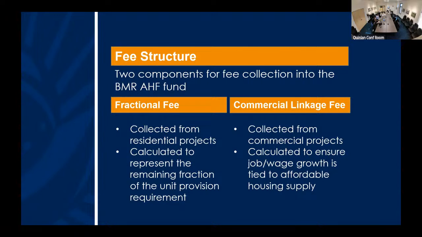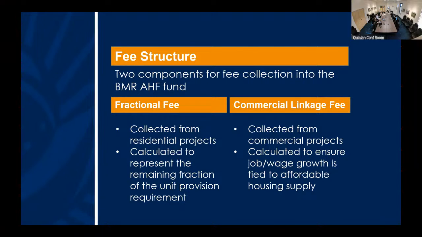So going back to what I was talking about before, what if the BMR requirement of 15% for a rental unit project, for example, becomes 2.4, right? They can build 2 units, but what represents the 0.4 is the fractional fee, right? So we require them to build 2, and we collect a fee on the 0.4. The next component is called the commercial linkage fee. This is collected from commercial building permits.